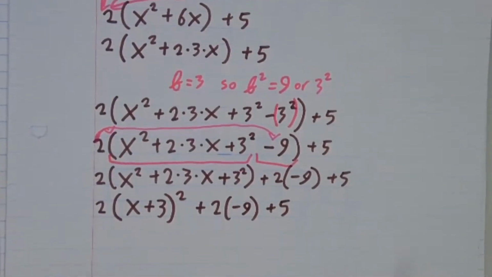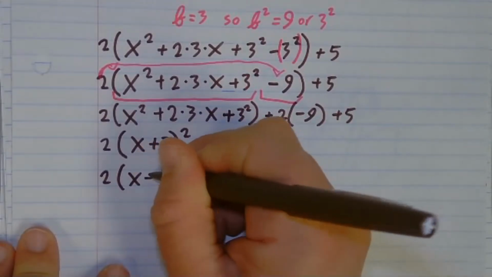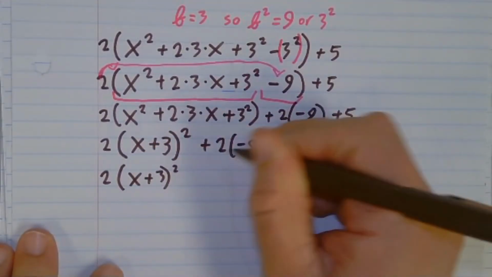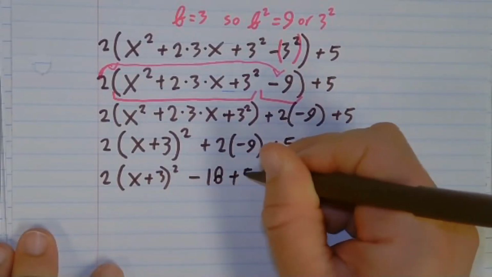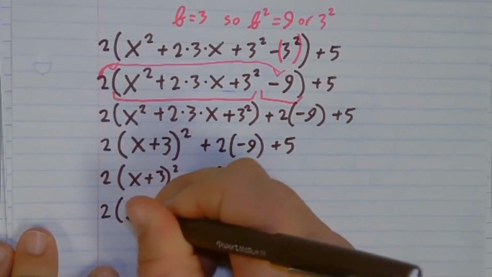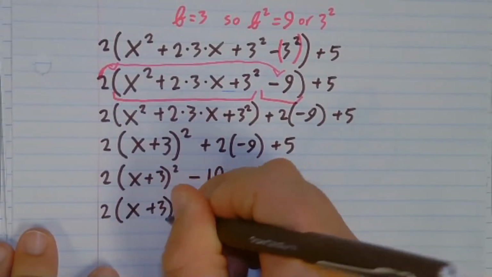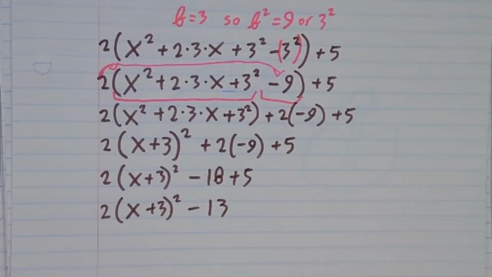Now I've got a little cleanup to do. Not bad, but I need to go ahead and subtract 18 and add 5. Well, that would be -13. So now I've completed the square with a leading coefficient other than 1. And I ended up with this construction as a result.